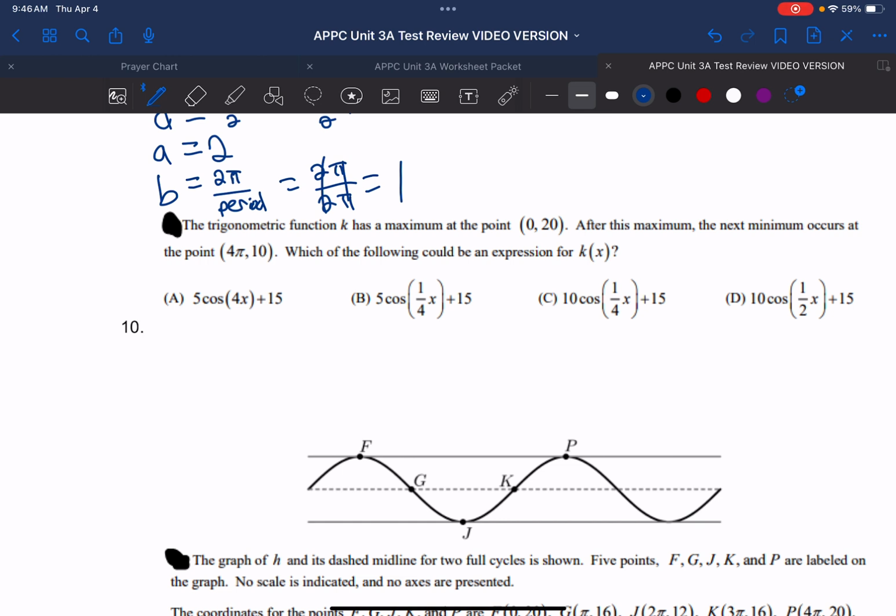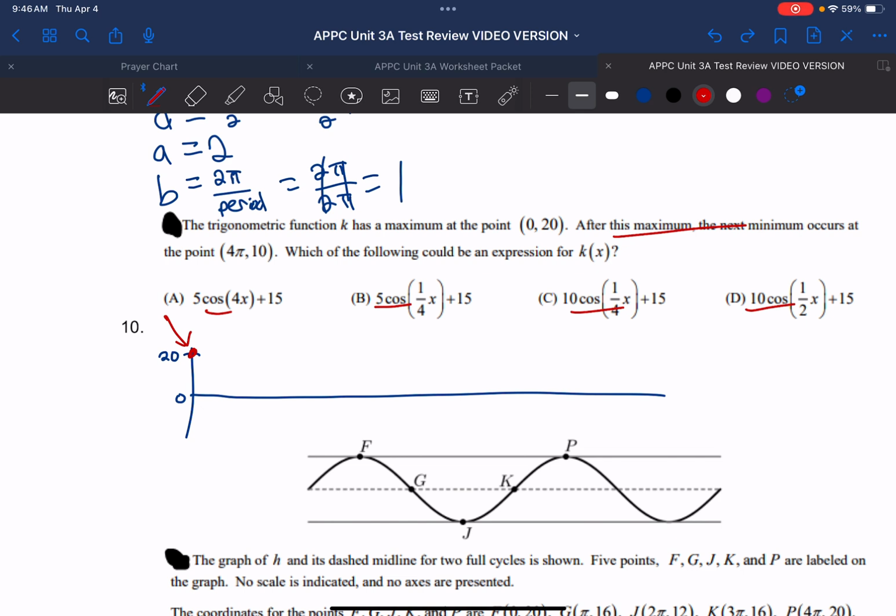So the trigonometric function k has a maximum at 0, 20. I'll put a red dot there. It has a maximum there. The reason why I know this is cosine, remember, is that if there's no horizontal shift or any phase shift, no phase shift left or right, cosine always starts on the y-axis as a number. Usually it starts at 1, but in this case it starts at 20. So that's how I know it's cosine.